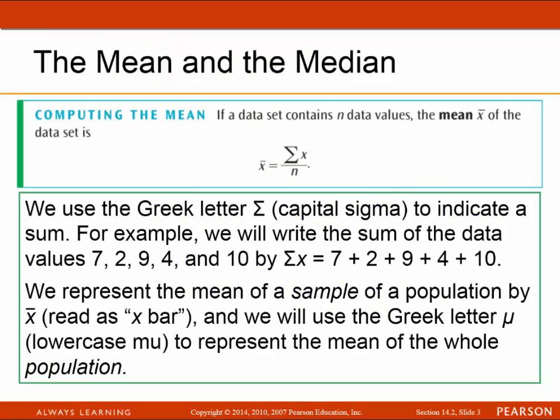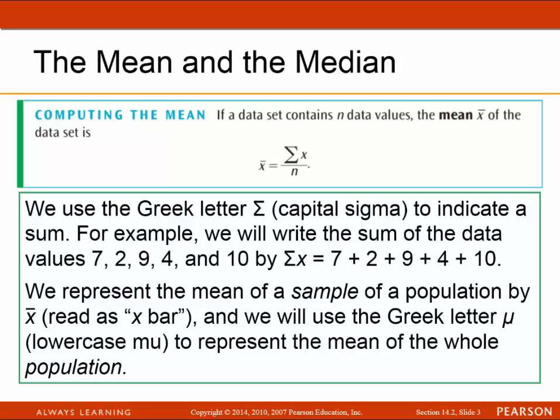So the first thing that we're going to talk about is computing the mean. Let's say that a data set contains n data values, and the mean x bar of the data set is then x bar equal to the summation of x divided by n. All that means is that we're going to take all of the data values, add them up, and then divide by how many data values we have.